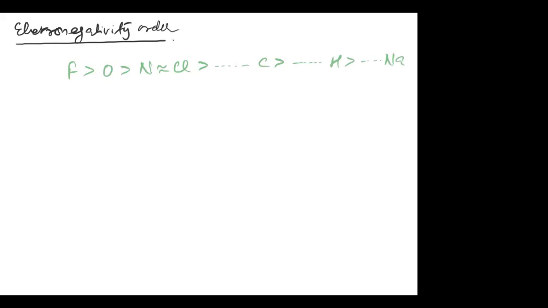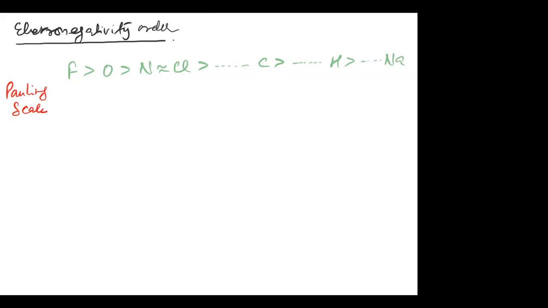So fluorine is the most electronegative element. Oxygen, you can assume, is the second most electronegative element. Nitrogen and chlorine have nearly the same electronegativity. They are found to be more electronegative than carbon. Carbon is found to be more electronegative than hydrogen. So if you remember something related to electronegativity on the Pauling scale, the same thing you have seen somewhere in the periodic properties chapter.